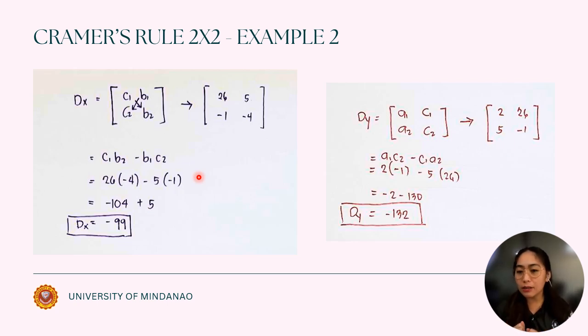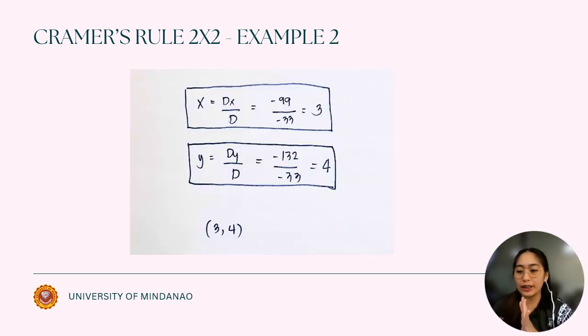So next, our D sub y. We need the x coefficients for the first part of the equation, as well as the constant matrix, which are the c variables. So that's 2 and 5, as well as 26 and negative 1. Again, we will just cross multiply them. So 2 times negative 1 minus 5 times 26. 2 times negative 1 is negative 2 and negative 5 times 26 is negative 130. So negative 2 minus 130 is just negative 132. So that is our D sub y.